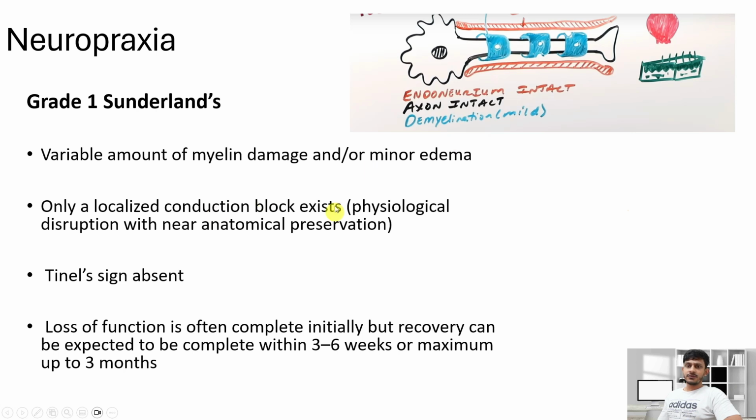There's no disruption of any of the layers of the nerve. There's only a variable amount of myelin damage. You can see the small chips in myelin. That's the only thing. And there's a localized conduction block. It is a physiological disruption with near anatomical preservation. Very important. Tinel sign is absent as the nerve is almost intact anatomically. Only small bits of the axon are demyelinated, and there's usually loss of function, often complete, and it usually recovers within 3 to 6 weeks, up to a maximum of 3 months.